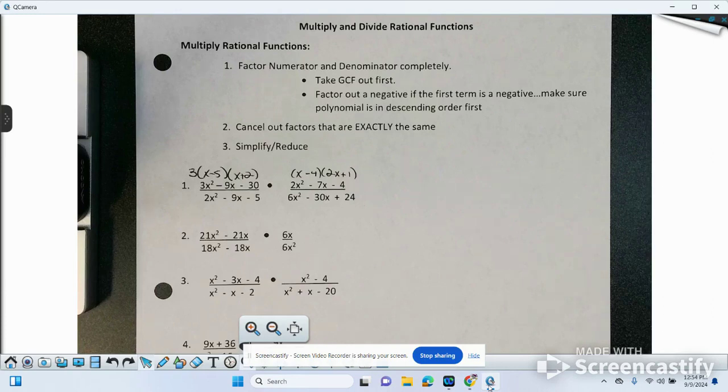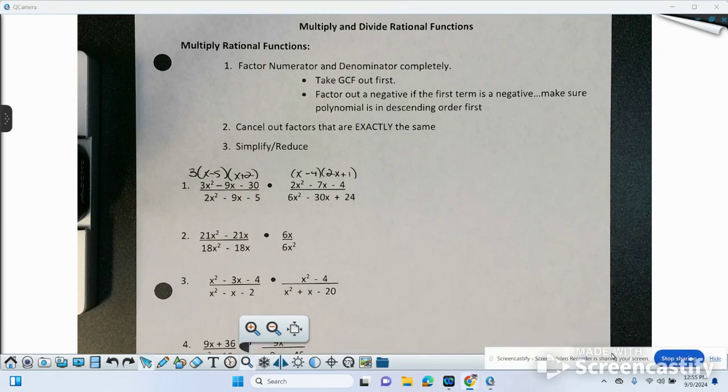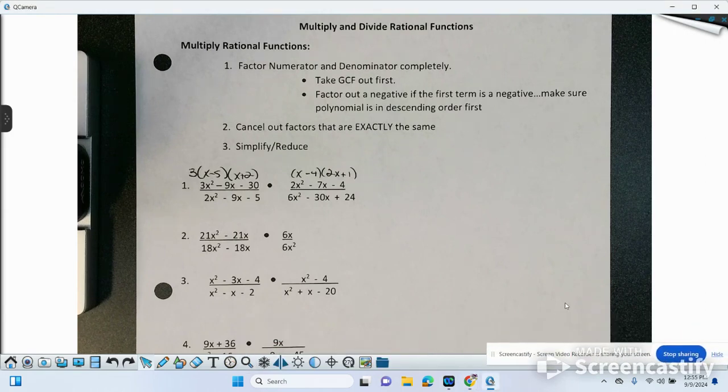What I need you to do is just watch through this video and fill in your notes on multiplying and dividing rational functions, and then you'll do the homework at the end. So let me see if I can get this stuff off my screen. Sorry. All right, so you did the hardest part yesterday when we did the adding and subtracting.